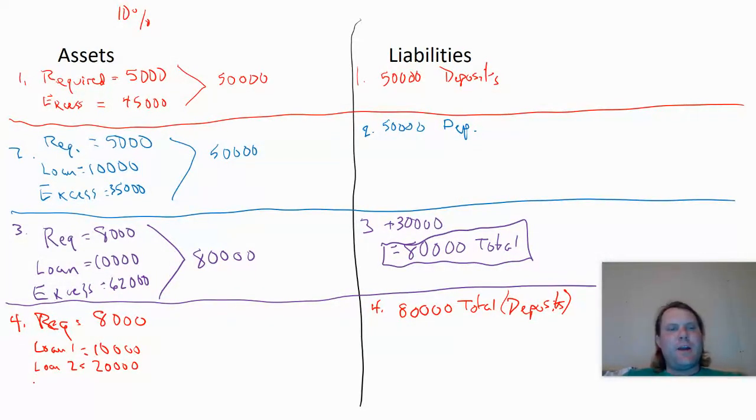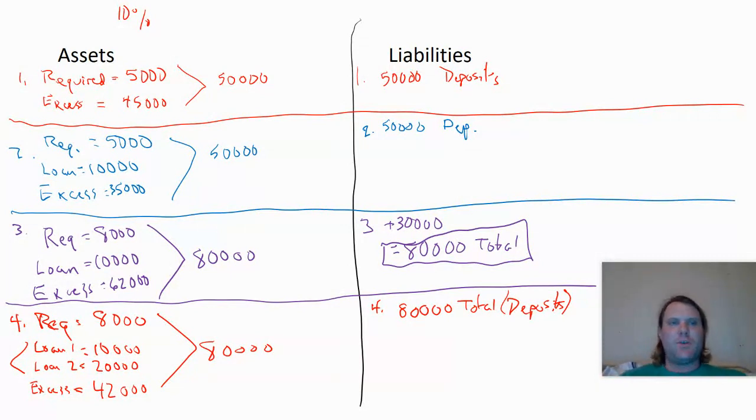And now I've got to figure out my excess reserves again. Not too hard if you know what you're doing, right? This still has to equal 80,000. So my excess now becomes $42,000, right? And I separated these two loans just to keep my math straight, okay? Just so I can see what's going on.